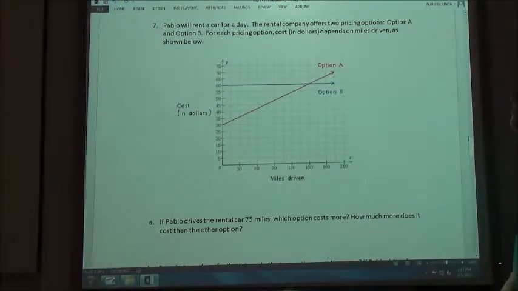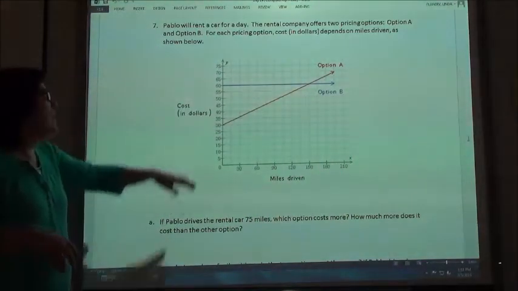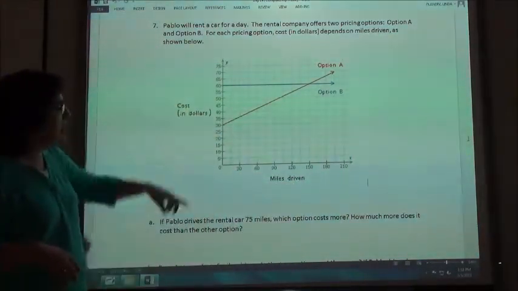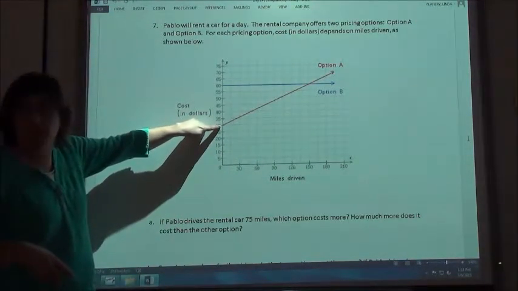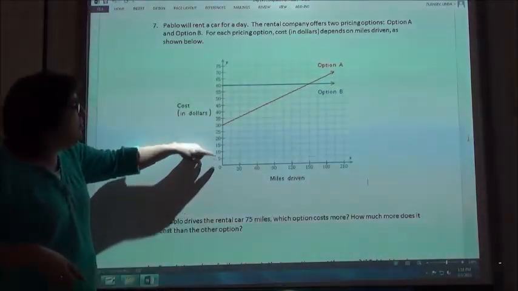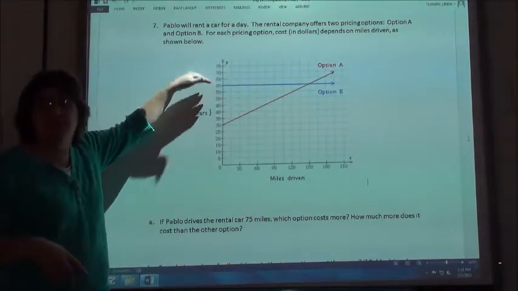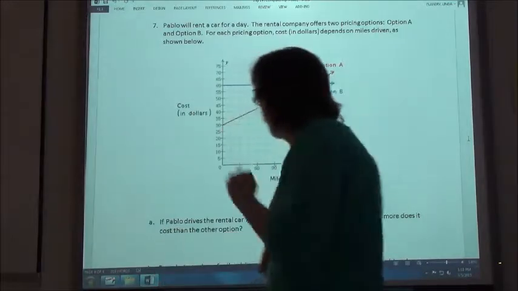Pablo will rent a car for a day. The rental company offers two pricing options, option A and option B. For each pricing option, cost in dollars depends on miles driven as shown below. So just looking at our graph and using some common sense here, miles driven, cost in dollars. If I drive 0 miles, option A is going to cost me $30, and then it's going to increase as I drive. If I drive 0 miles, option B costs me $60, but option B is just going to cost me $60 all the way across, right? Doesn't matter how many miles I drive.